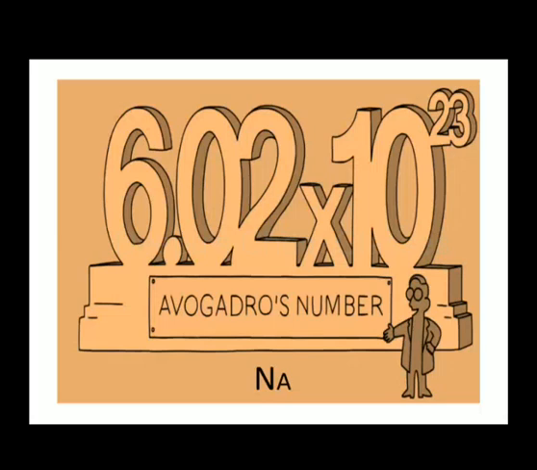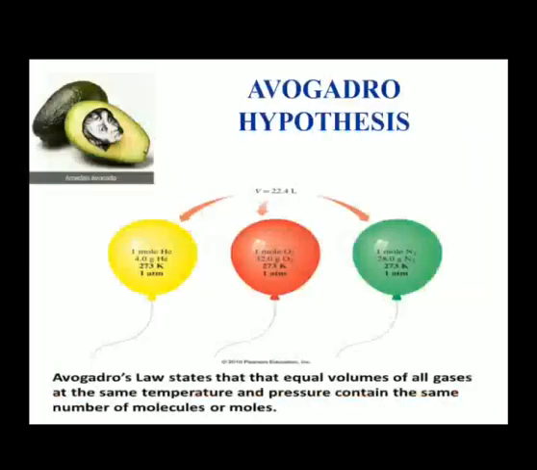So 1 mole is equated to the Avogadro number. The Avogadro number value is 6.023 into 10 to the power 23. Now what is the Avogadro number? It is the number of particles, which may be atoms, ions or molecules, present in 1 mole of a substance. It is shortly represented as Na. The Avogadro number was given by Amedeo Avogadro, an Italian physicist, and he also gave the concept of the Avogadro hypothesis.